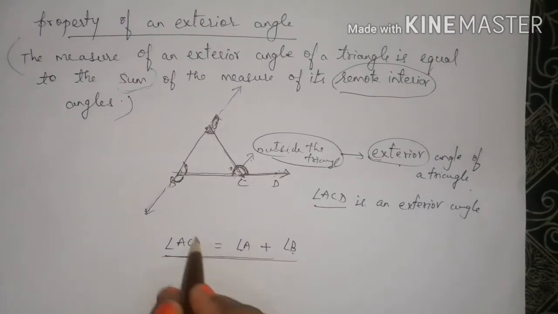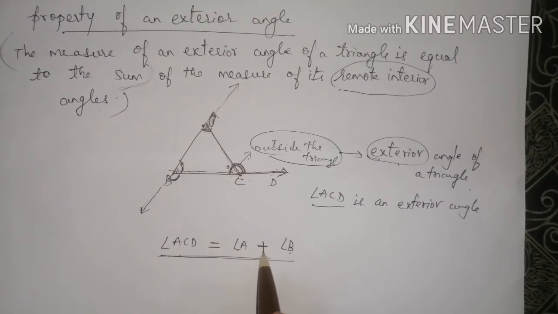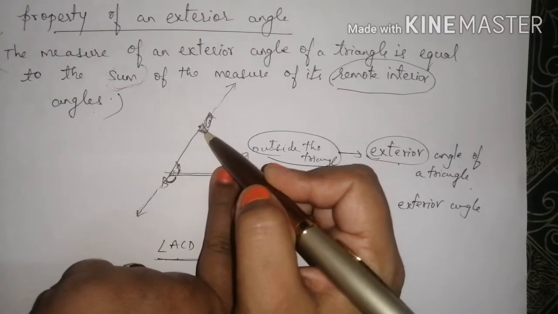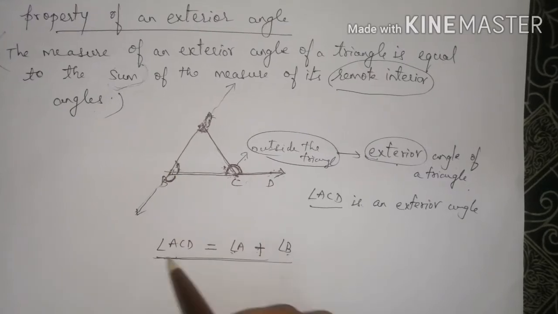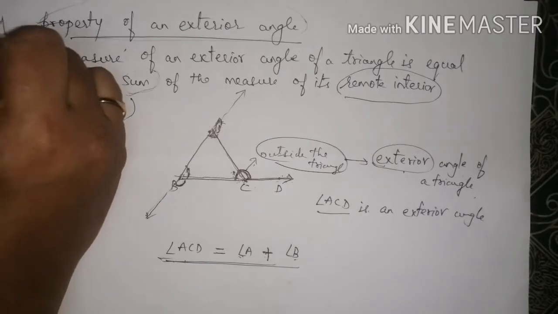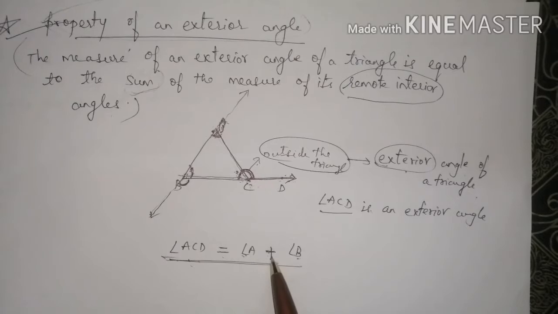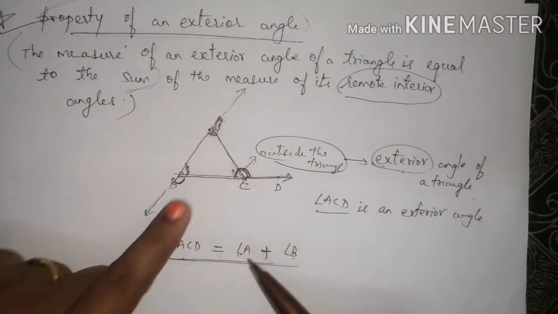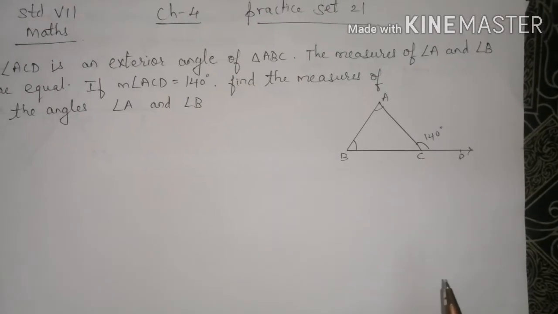So this is the property: the exterior angle of a triangle, ACD, is equal to the sum, meaning total, of the remaining two angles after leaving C, which are called remote interior angles. This is the property of an exterior angle. Remember this, very important. I make it a star. The property says the exterior angle is equal to the total of its remote interior angles, which are far from that angle. So let us start our exercise based on this property.